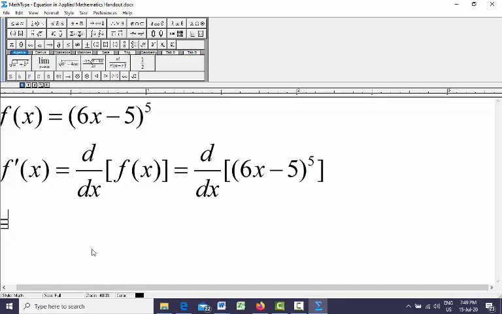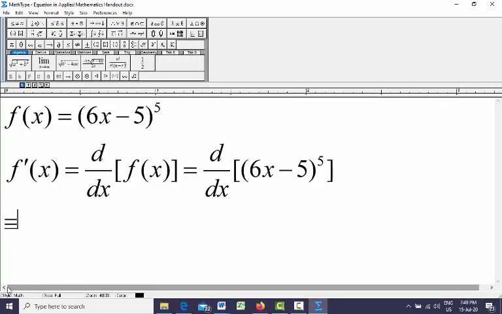Now you need to do the differentiation of 6x minus 5 to the power 5. That means there is a bracket here. When you see a bracket with a power on top of it, first of all, you need to process differentiation of the power. Always remember, the power should be processed first.